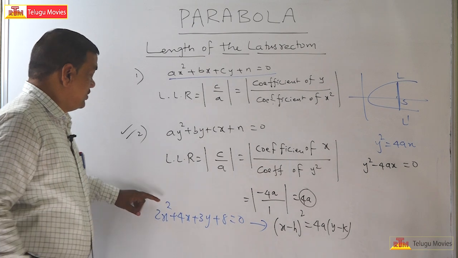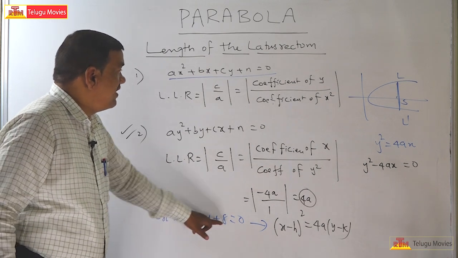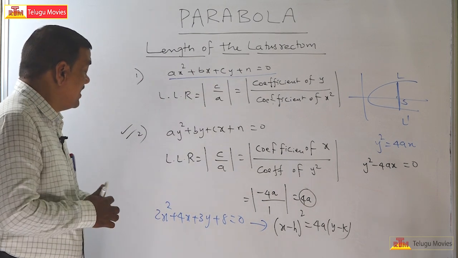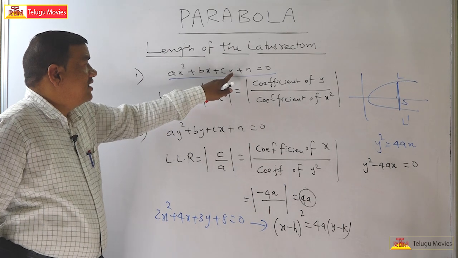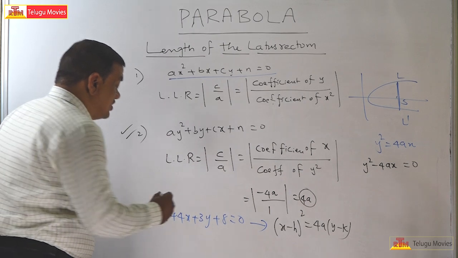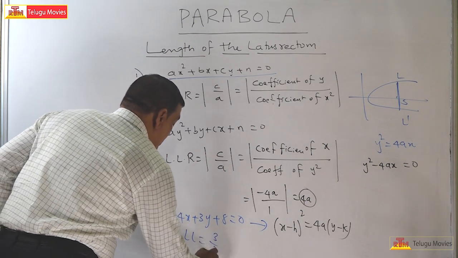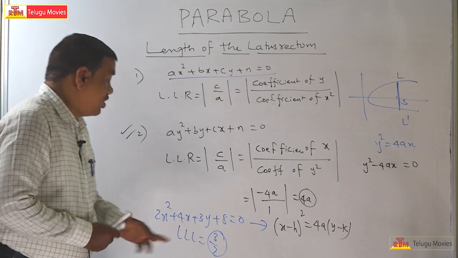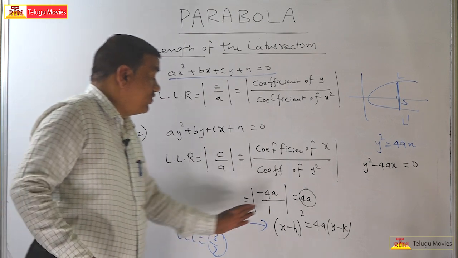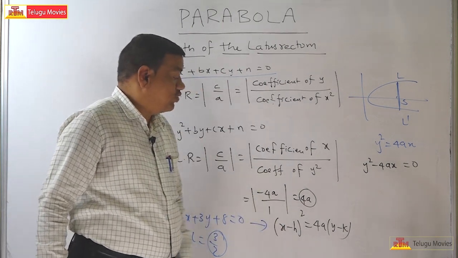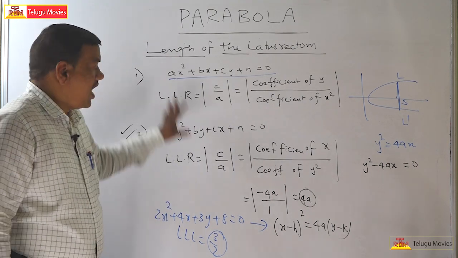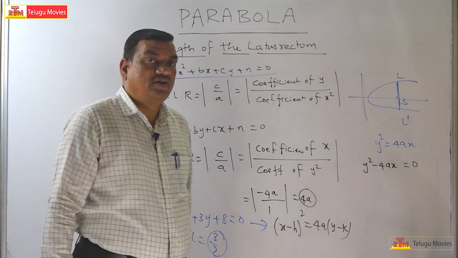How? See here, 2x square minus 4x plus 3y plus 8. So this is in the first form. Therefore, the length of the latus rectum is equal to c by a, that is y coefficient by x square coefficient, which is 3 by 2. The length of the latus rectum is 3 by 2. Over, the problem is over. Even if you convert this equation in the form x minus h whole square is equal to 4a into y minus k, you will get the same answer. Okay, now. I hope that you understand this short trick and method.